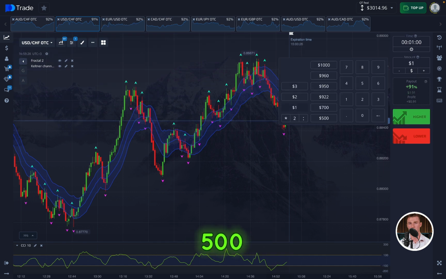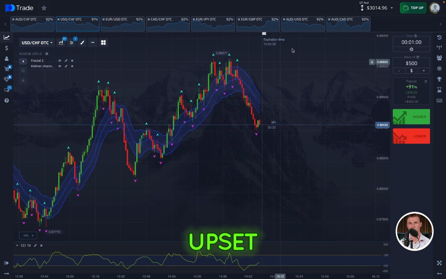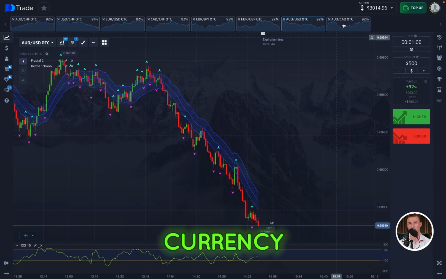Let's open it for 500. I don't want to risk the balance too much. We are already in the black with you by 2,000. And in general, if it's $500 less, I won't be so upset. So let's continue and select the final currency pair.